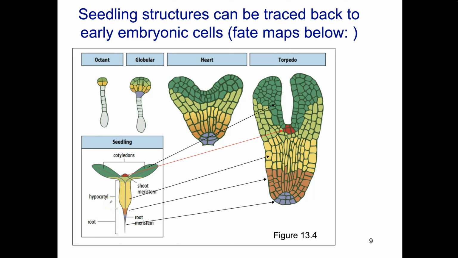Seedling structures, you can actually make fate maps if you do cell marking and following and that sort of thing. You can actually see the cell fates. And by the time we get to the torpedo stage, but as early as the heart stage, most of the tissues have been specified, but not all. So the heart, not quite, but by the torpedo stage, yes. And so what we have is there's a presumptive root and then root meristem tissue. So meristem tissue is the tissue that gives rise to further roots.